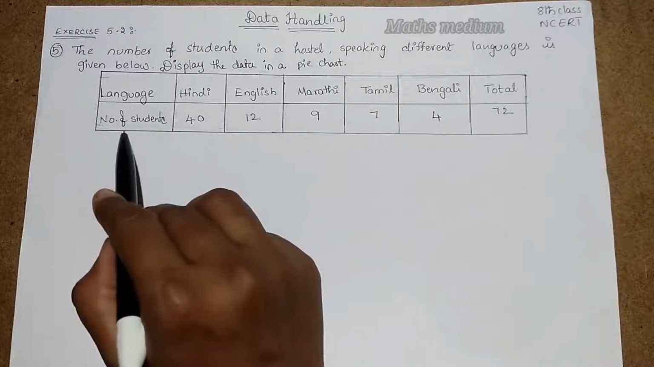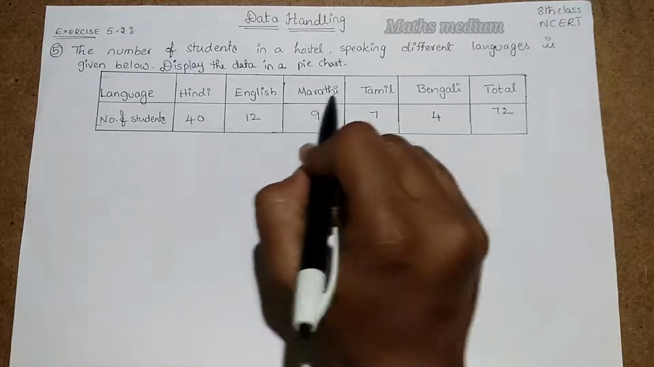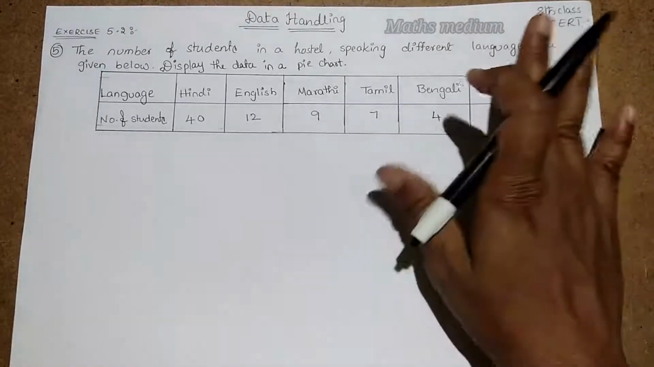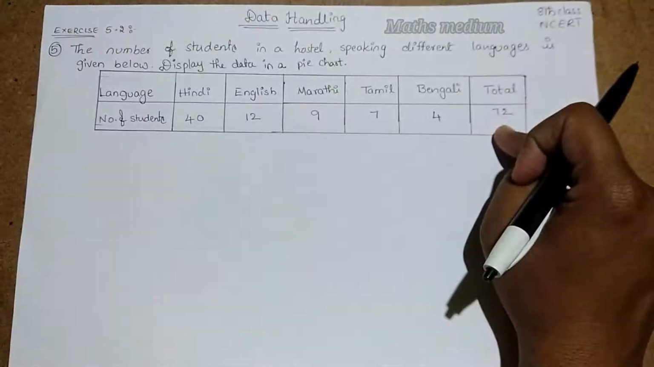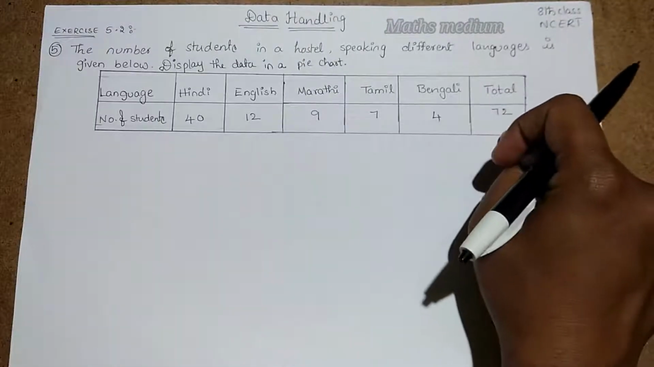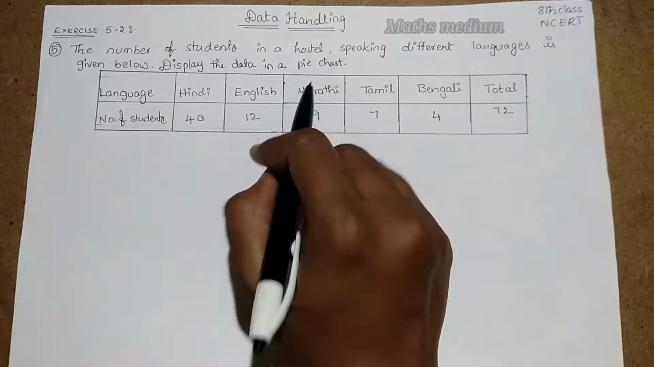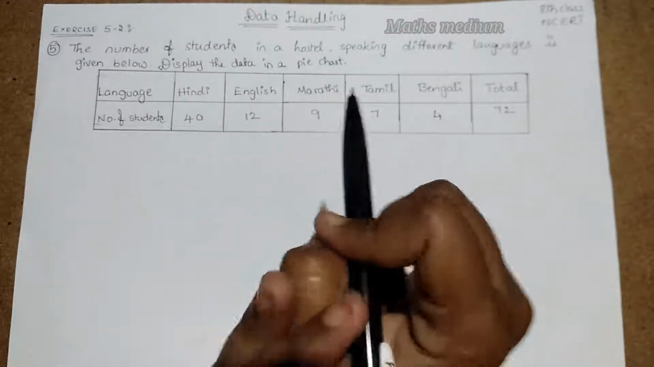So here, language and number of students. Hindi spoken by 40, English spoken by 12, Marathi 9, Tamil 7, Bengali 4, total is 72. Apart from the total, here we are having 5 languages and 72 students. This 72 is used for making fractions because we are going to draw a pie chart. In a pie chart, we are having 360 degrees. So, this is the drawing of a pie chart.